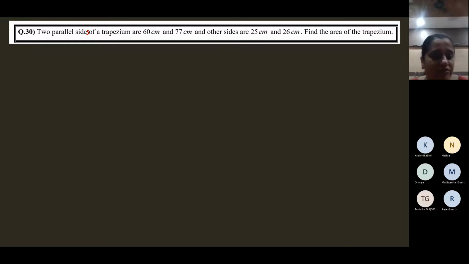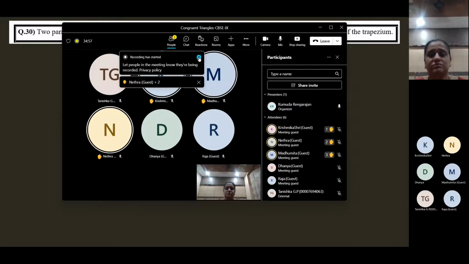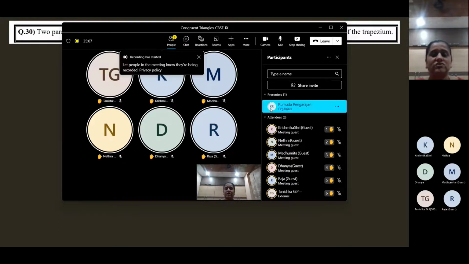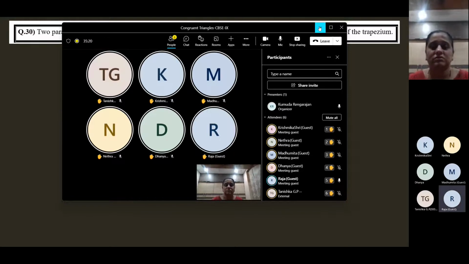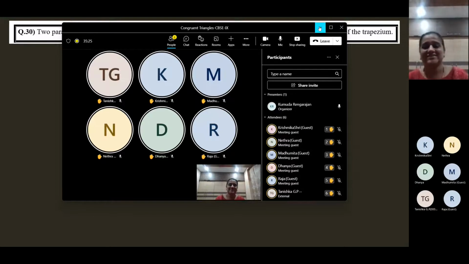Now, the formula to find the area of a trapezium, listen carefully. Class, use the emoji, raise your hand. Very good. Krishmika, Netra, Madhumita, Danya, Raja, and Tanishka. Raja, so you were late in joining the meeting? Yes, ma'am, by 10 minutes. So do you have the time to watch the recordings for the 10 minutes you have missed? Yes, ma'am. Surely I'll watch it. Okay, fine.